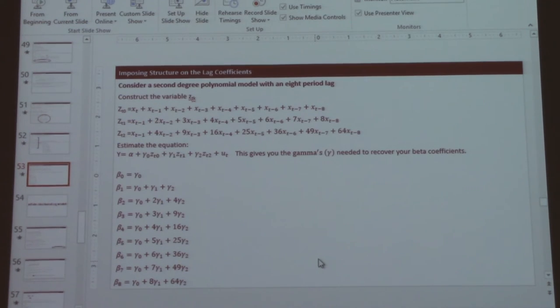So having these slides should help. All that so we can impose the structure on the lag coefficient so we don't get stuff bouncing around all over the place. The coefficients bouncing around all over the place.